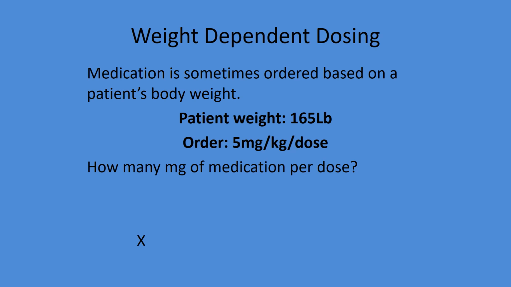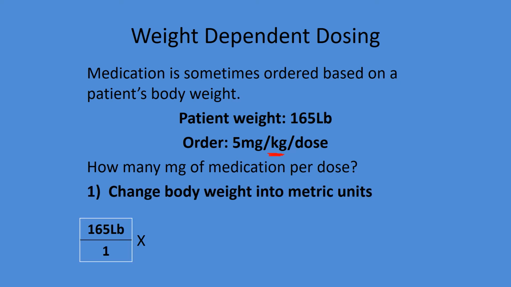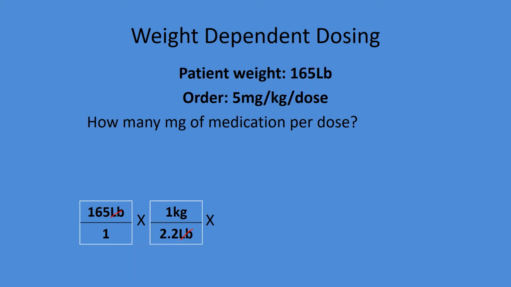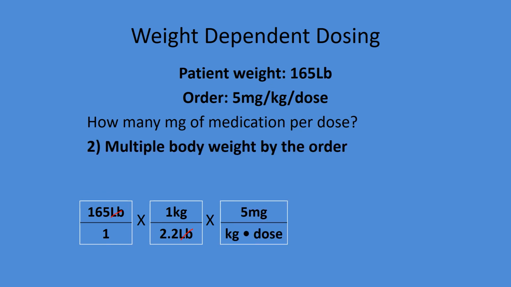All right, the last topic for today is weight-dependent dosing. So we normally dose based on body weight in kilograms. So the first thing we'll need to do is to convert from pounds to kilo. So you do that by dividing by 2.2 pounds. So in this case, 165 pounds is going to be what we'll use to determine the order.